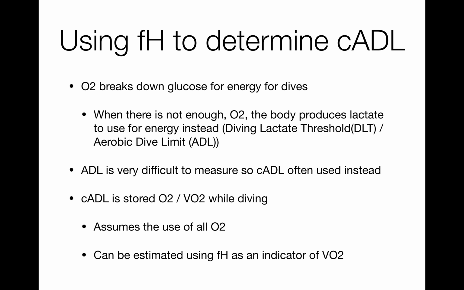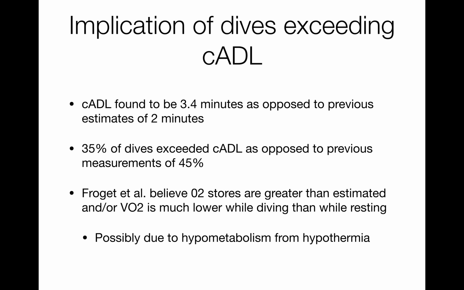The calculated aerobic dive limit assumes the complete use of oxygen. It is the amount of oxygen stored divided by the rate of oxygen consumption while diving. Frogier and Associates wanted to estimate the rate of oxygen consumption and determine the calculated aerobic dive limit. To do this, heart rate values were used. Estimated oxygen stores for king penguins fall between 45 milliliters per kilogram and 58 milliliters per kilogram. These values were divided by estimated rate of oxygen consumption to get the calculated aerobic dive limit of 3.4 minutes. About 35% of the dives measured surpassed this.